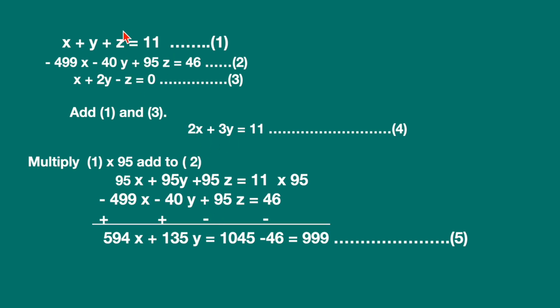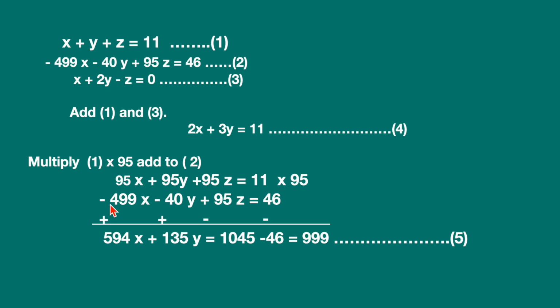Okay, let's eliminate z. So first let's multiply this first equation with 95. If I multiply, I get like this. Because both are plus, I'm going to make this minus so that it will eliminate. So I have to change the sign all through. Now you can do the addition.